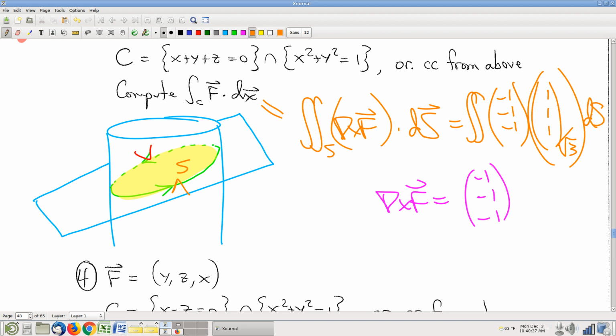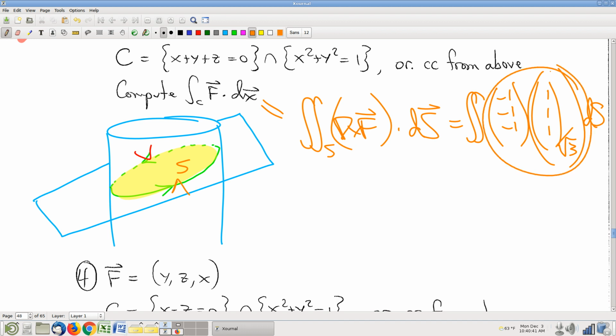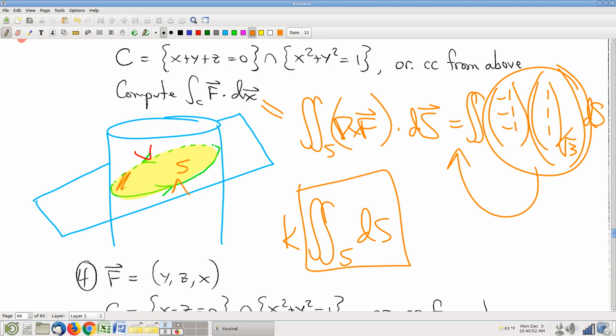And all of these constants factor out, sure. Right, all of this goes out, and you have whatever that constant ends up being, and then a double integral over s of ds, and there's that area of the tilted ellipse problem. It's like, well, yeah, you can do that, right?